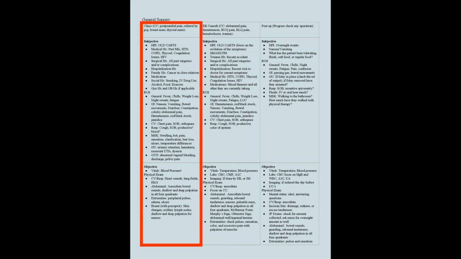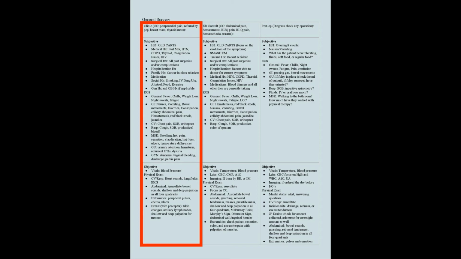So all of these with the criteria that you want to be more specific to what they came in for and focus your exam on their chief complaint. But this should give you a kind of baseline for everything that you might want to look out for if you're seeing a patient for the first time or it's your first time in a general surgery clinic.